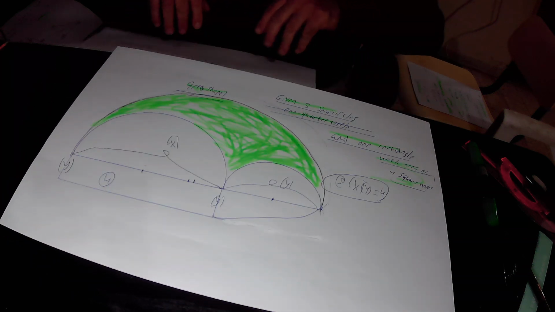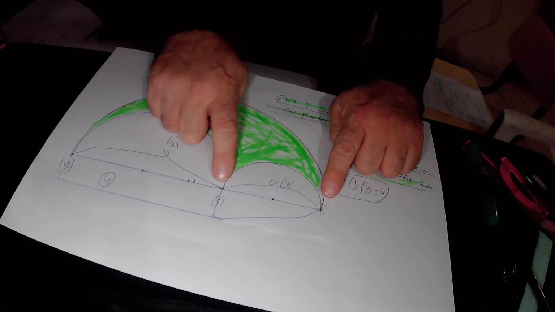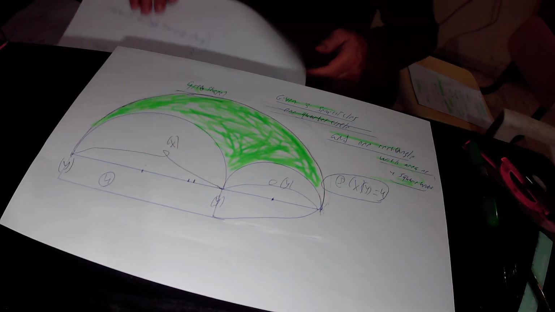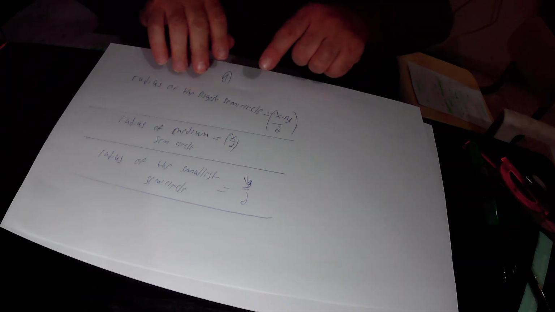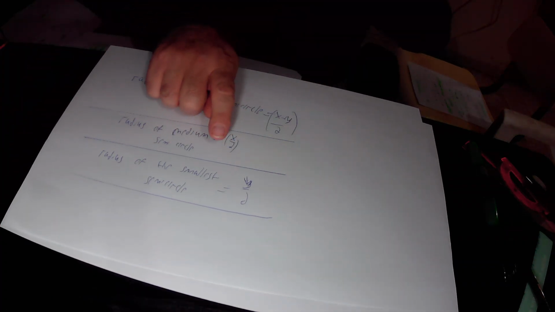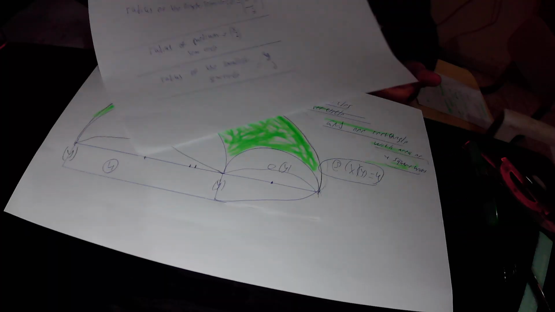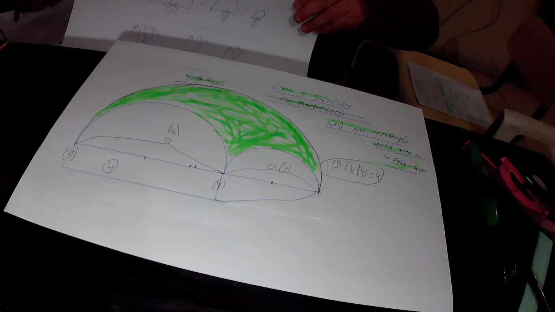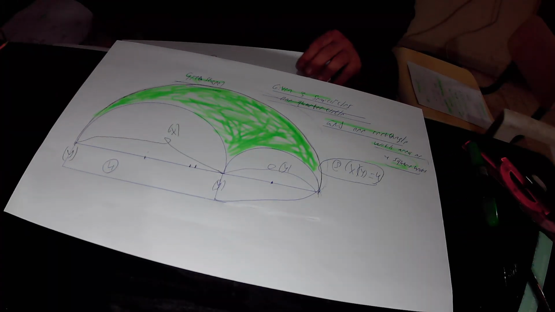Finally, the radius of this small semicircle equals the diameter over 2. That is to say, it is y over 2. The radius of the smallest semicircle equals y over 2 units in length.